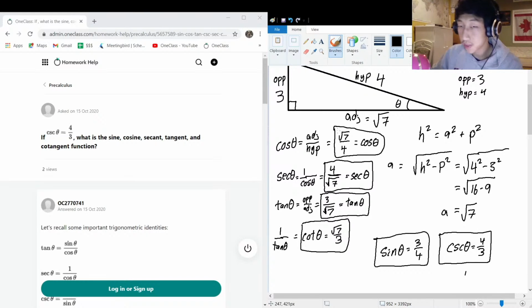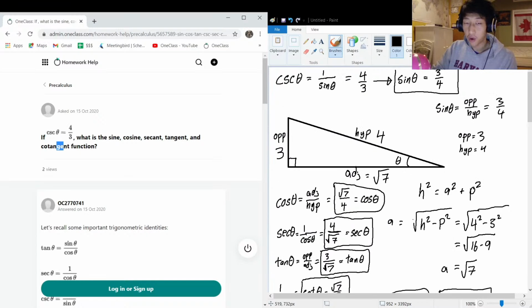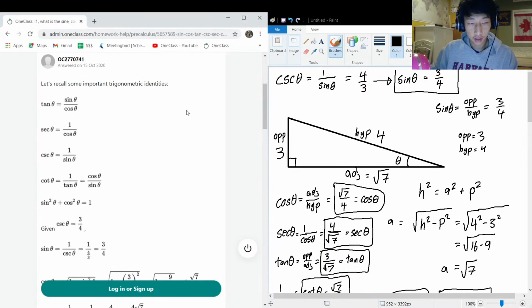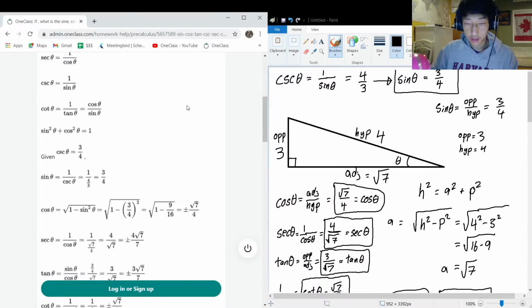Everybody. So we got the sine, the cosine, the secant, the tangent, and the cotangent. And we found all of them with just knowing the given cosecant, using the power of Pythagoras and thinking about this question in terms of a right angle triangle and SOHCAHTOA. We have found all of the required things here to make this question work out. Pretty cool stuff. Hopefully we have the same conclusions down here.